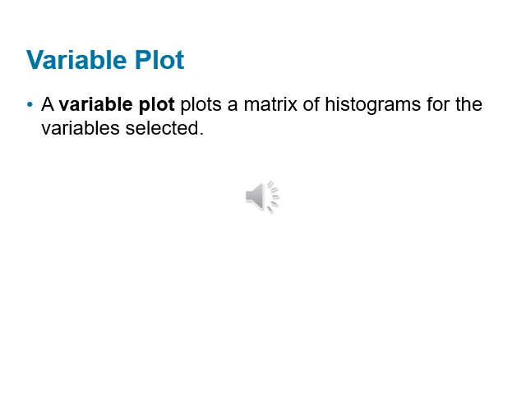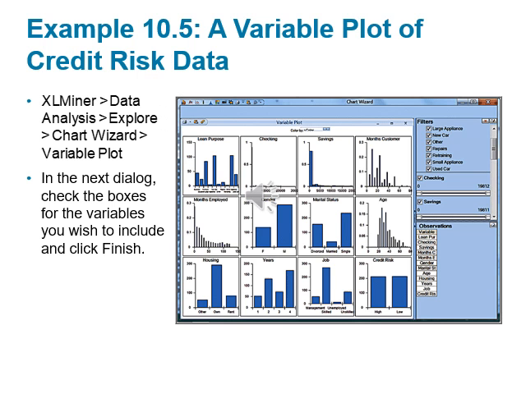Variable plot. A variable plot plots a matrix of histograms for the variable selected. Example 10.5, a variable plot of credit risk data. In the next dialog, check the boxes for the variables you wish to include and click Finish.